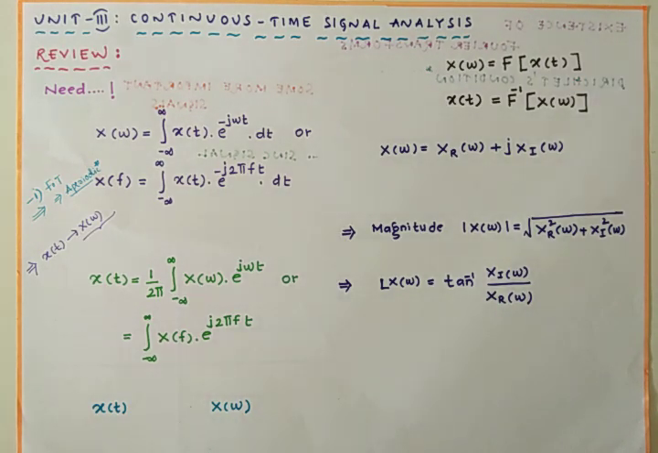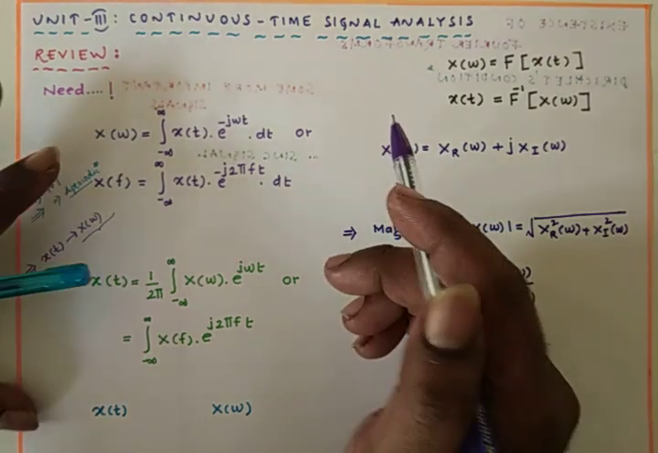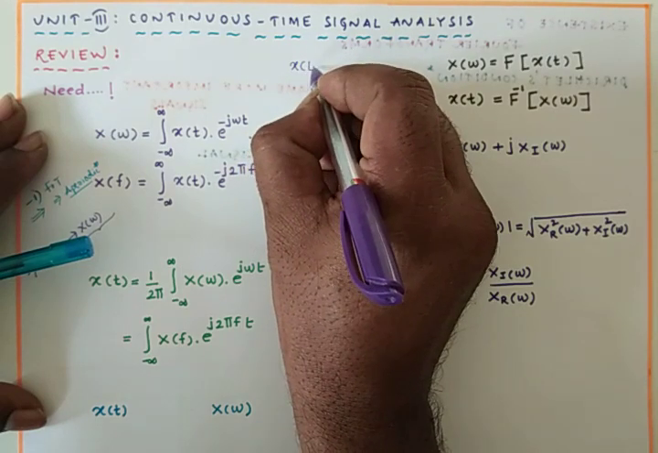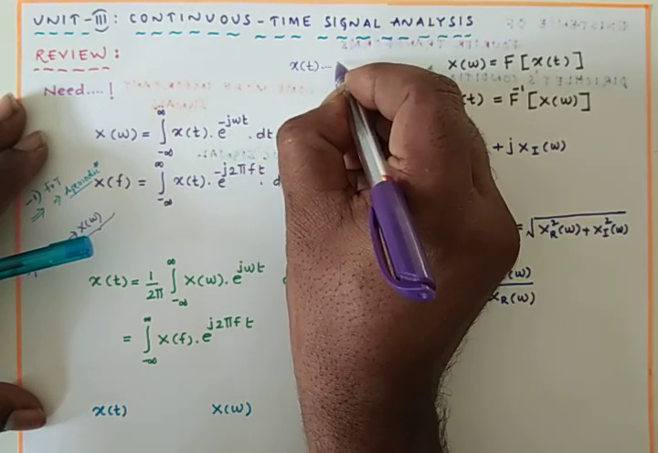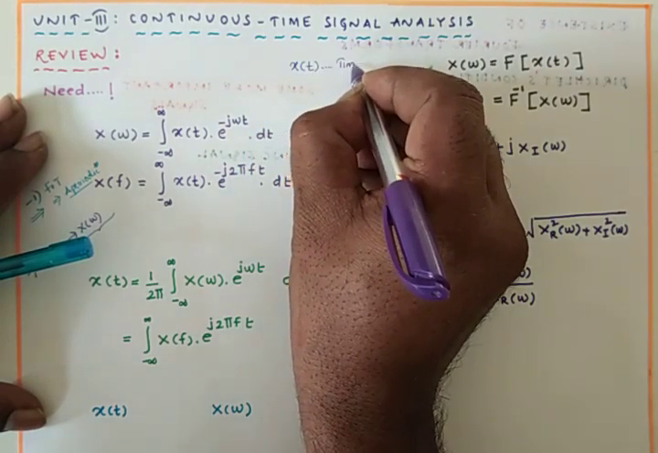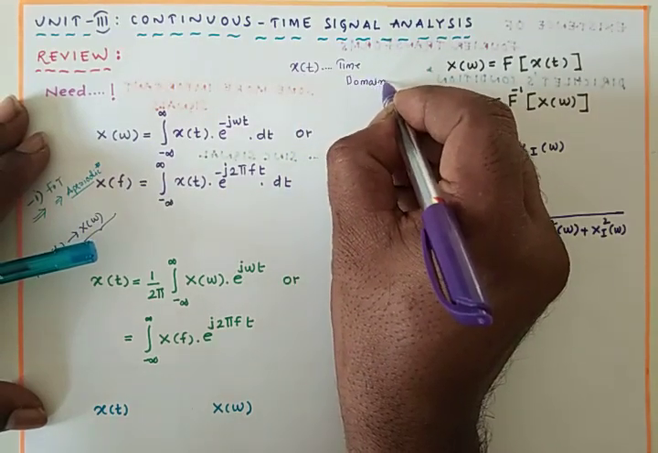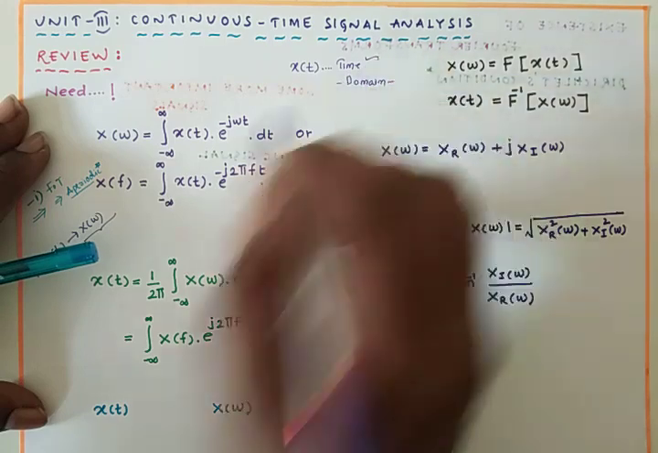Now I am going to the standard formula for the Fourier transform. In the previous classes I have explained how the time domain signal is converted into the frequency domain signal. Now let us assume x of t is a time domain signal. That means the signal behavior can be studied with respect to time.